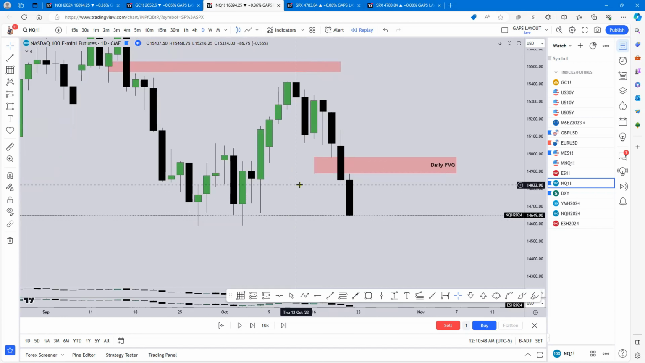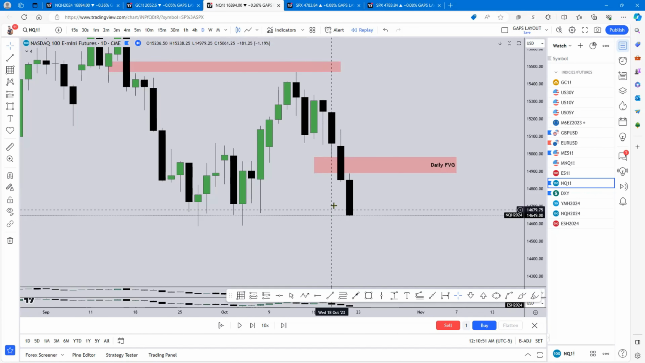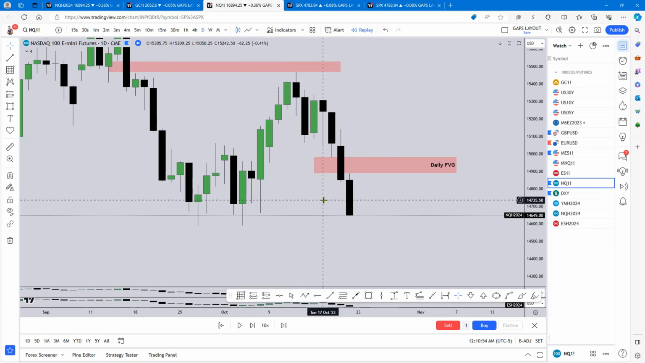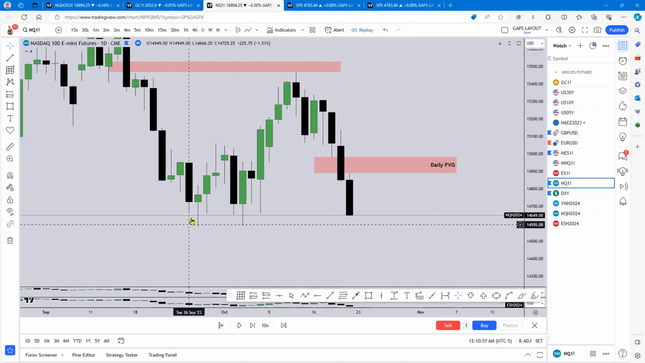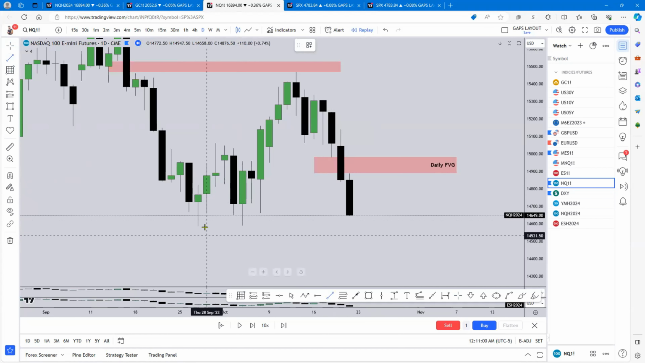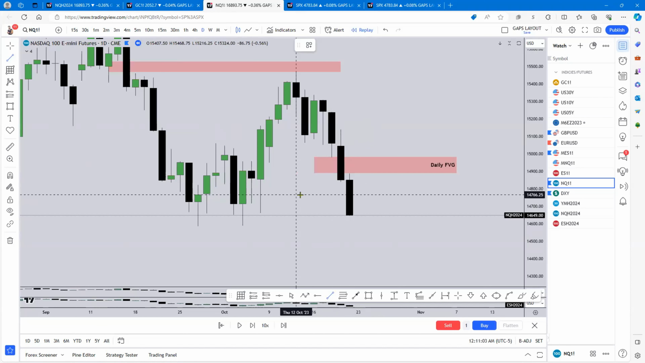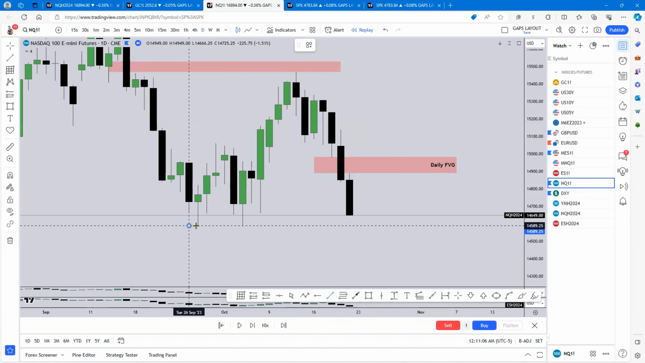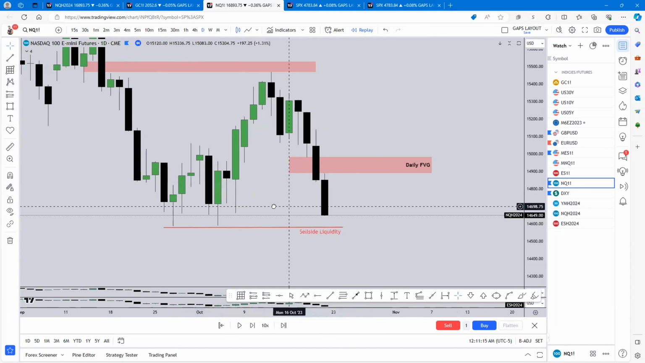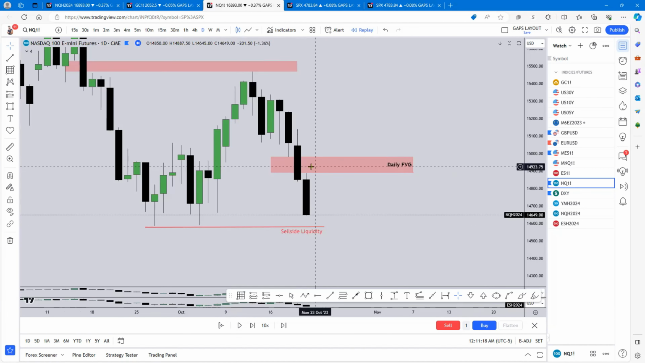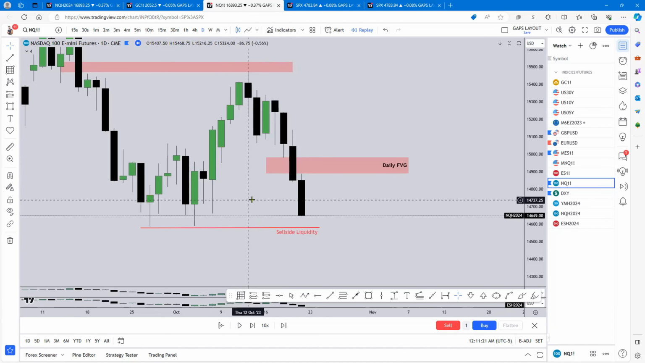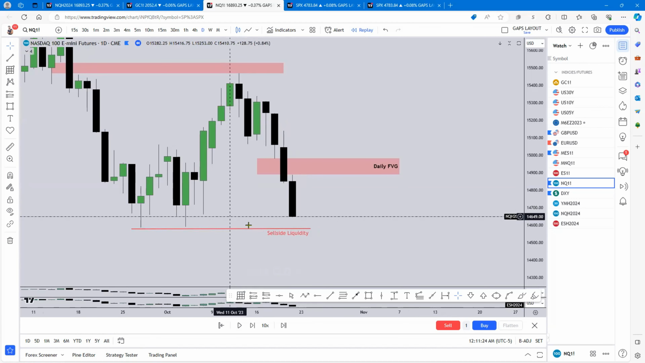Now we can see where price is most likely going to deliver to. So we want to look at old lows, old highs, relatively equal lows, relatively equal highs. Here we can see we have sell side liquidity resting right there. These are relatively equal lows. And we've also left this daily fair value gap here. So we are going to want to wait now for price to give us some sort of pullback.